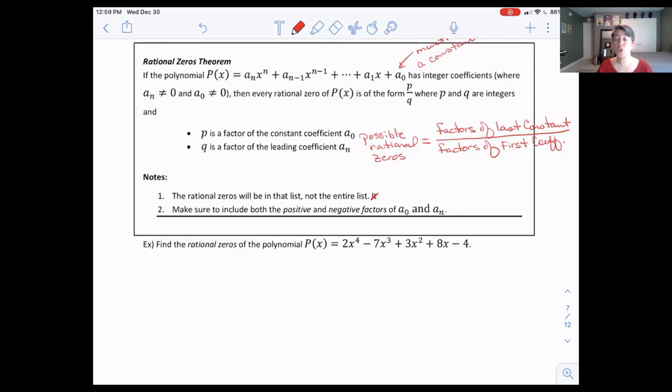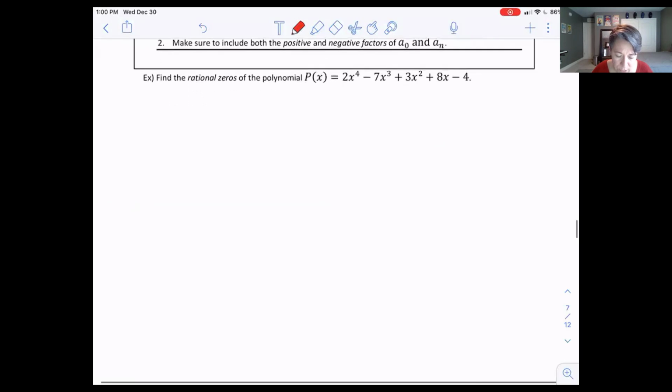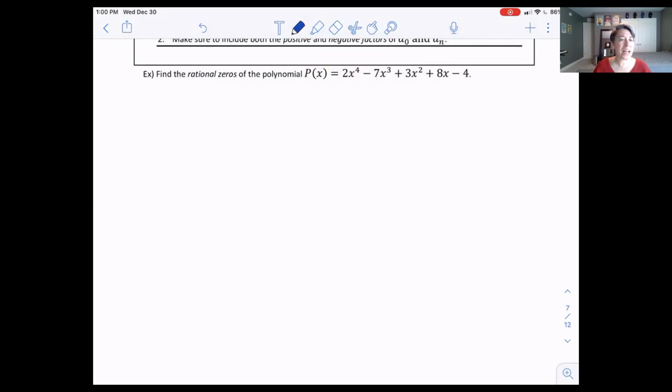And we also want to make sure that we include both the positive and negative factors of that first and last constant. Let's do this example here. We want to find the rational zeros of this polynomial: 2x to the 4th minus 7x cubed plus 3x squared plus 8x minus 4. When we are finding rational zeros, we're only going to focus on the first and the last numbers. So let's first look at factors of -4.